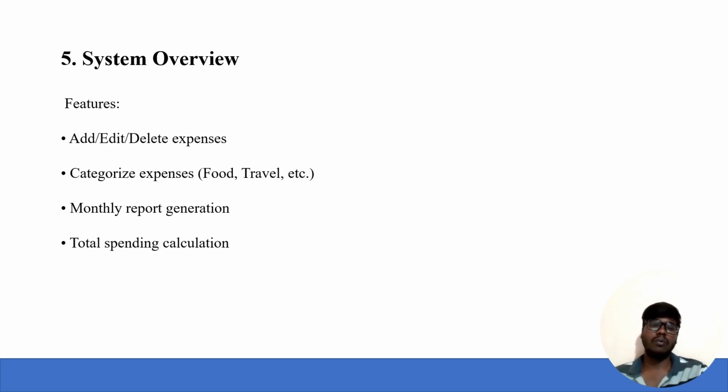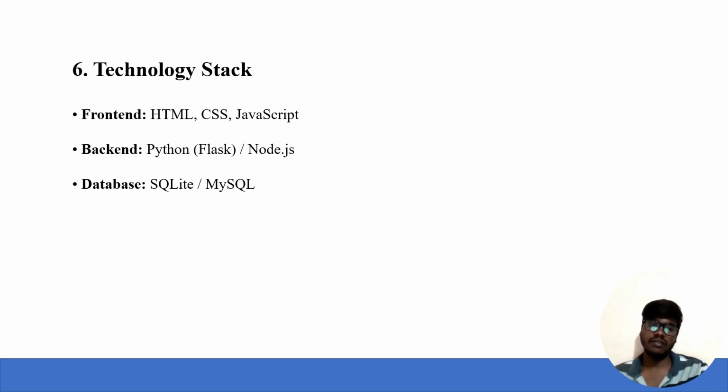Then going for the system overview, the features include adding, editing, and deleting expenses, categorizing expenses like food, travel, etc., monthly report generation, and total spending calculation. These are the things we are going to integrate into the app, with buttons such as add, edit, and delete for the expenses, categorizing the expenses such as food, travel, and all, then monthly report generation and total spending calculation.